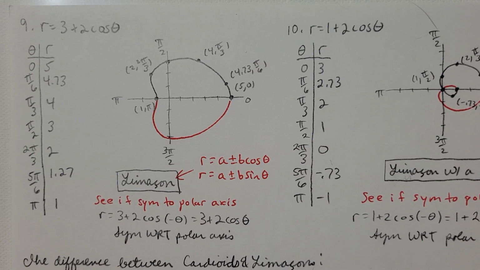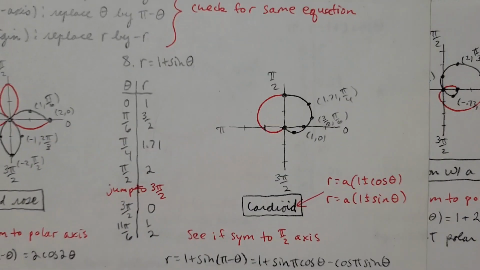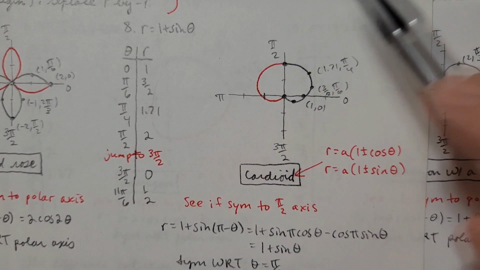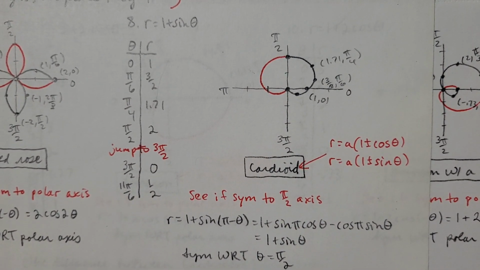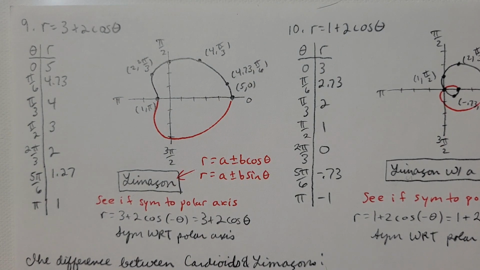Okay, we'll get back to section 10.3 here. We're talking about polar graphs. We did these two problems. In the last video we did problem 8, r equals 1 plus sine theta. So let me show you a couple more of these graphs here.